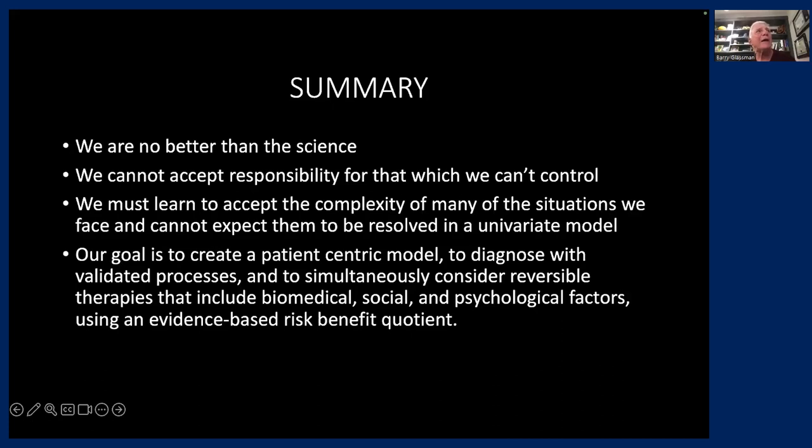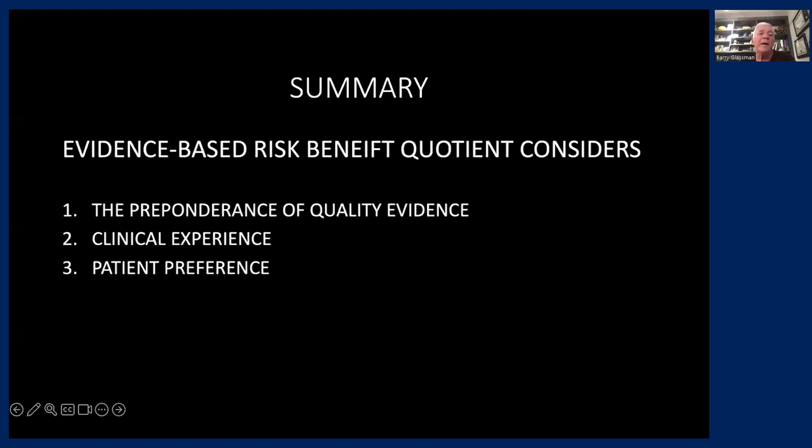Because we did a univariate thing, I put in the appliance, and 2 weeks later, the patient's head, neck, shoulder pain all improved. Therefore, because we did a univariate thing doesn't mean that all of the contributing factors were then resolved by that piece of plastic. What it means was we happened to pick a contributing factor that played a major role in creating that allostatic load. Our goal is to create a patient-centric model to diagnose with a validated process and simultaneously consider reversible therapies in order to make good evidence-based risk-benefit decisions.